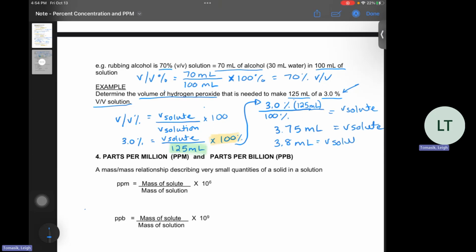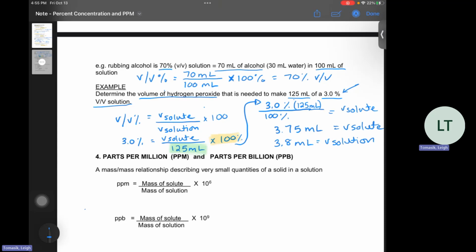So to make the solution, what I would do is find my 100% hydrogen peroxide. I would take 3.8 milliliters of it, and then I would add enough water until it makes 125 milliliters, and then it would be 3%. Okay, so those are the 3 percentage volumes.